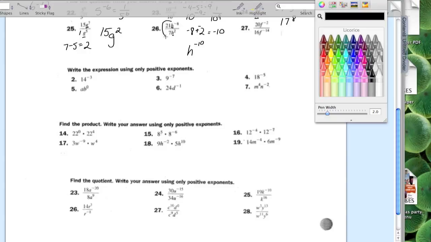And now I can look at my coefficients. 21 divided by 7 is 3. So we saw before the h is going to go in the denominator. It becomes positive 10. But that 3 is just a coefficient. It's not affected, so it stays in the top.